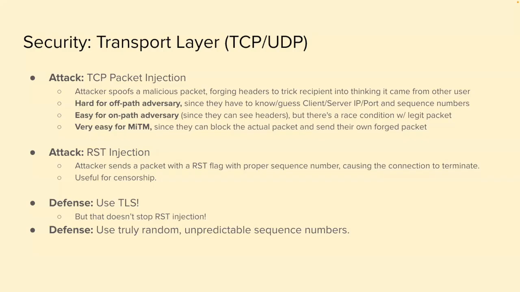So something called TCP packet injection is when the attacker spoofs a malicious packet, essentially just forging a packet, right? This is very, very difficult for an off-path adversary since they have to guess the IP and the port. And this is quite difficult, right? They have to guess it for 16 bits, which is 2^16. And this is actually quite easy for an on-path attacker since they can just read the headers, right?